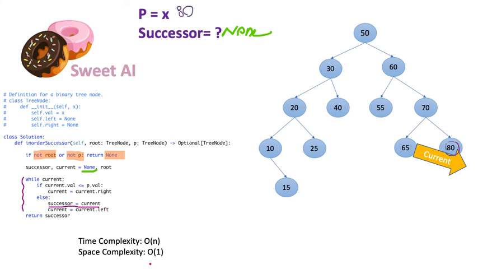The time complexity for this solution is going to be linear, because in the worst case we need to traverse most of the tree, and the space complexity is 1 because we don't use any extra space.